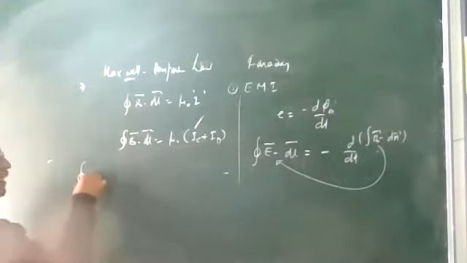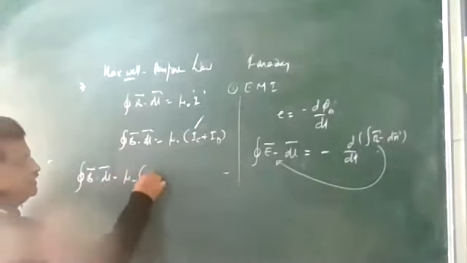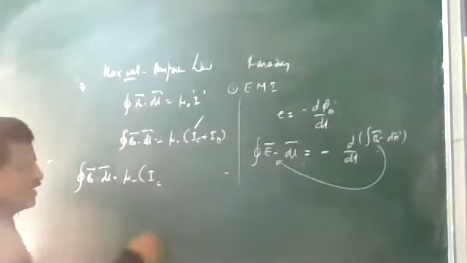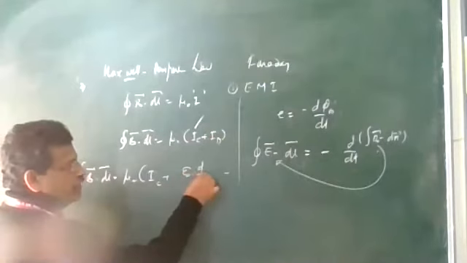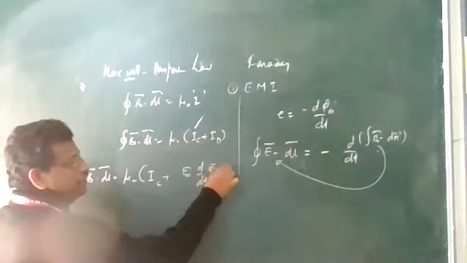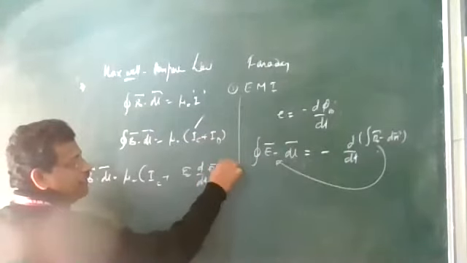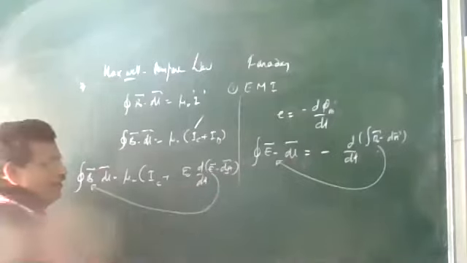So the integral I am writing here, ∮B·dl = μ₀ Ic, where Ic is the current in the wire, plus what is Id, just now written? It is ε₀ dΦ_E/dt, the rate of change of electric flux. Electric flux is ∫E·dA. So you can see that a change in electric field is the source of magnetic field.